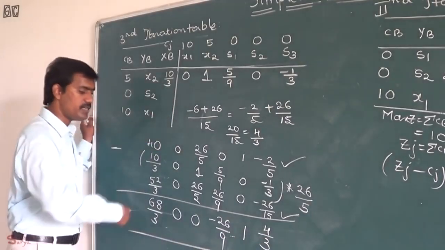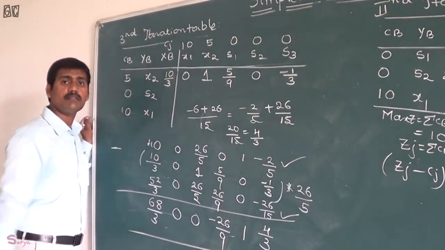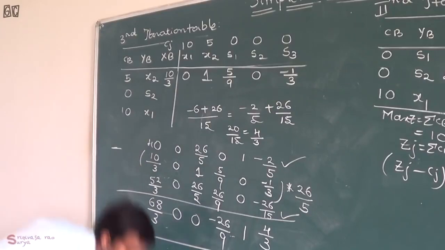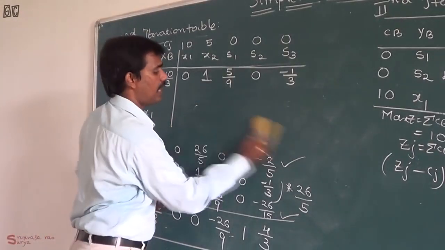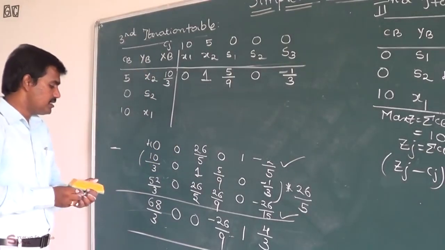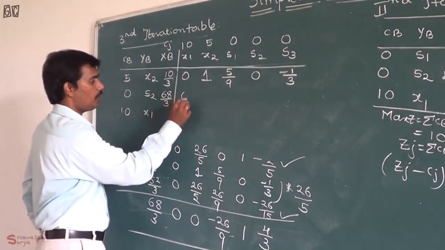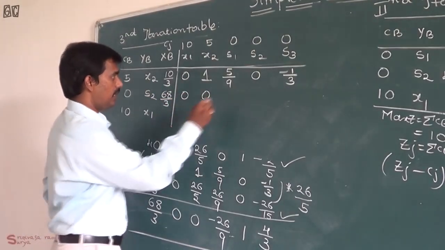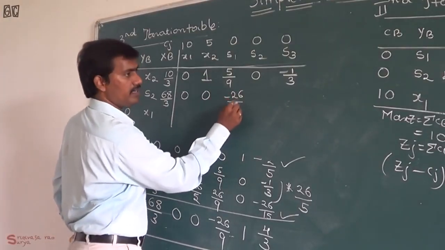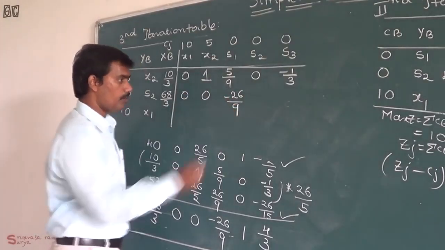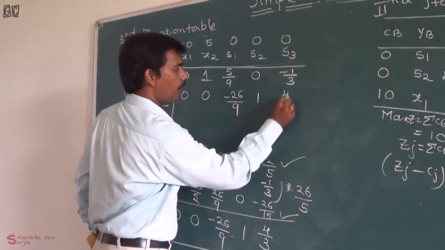Now I am going to write this entire row in the second row here. So that is, I am going to write this entire row, that is 68 by 3, 0, again 0, again minus 26 by 9, one more 1 and 4 by 3.